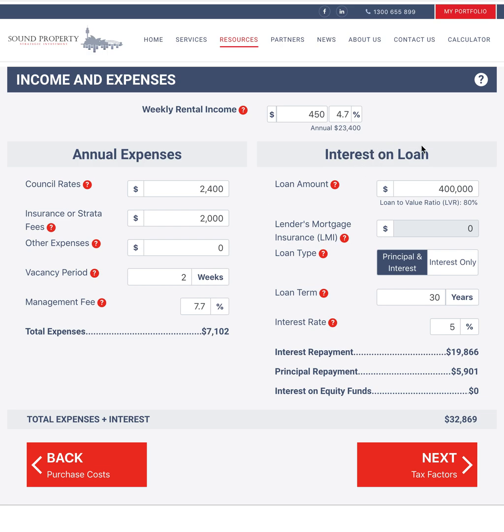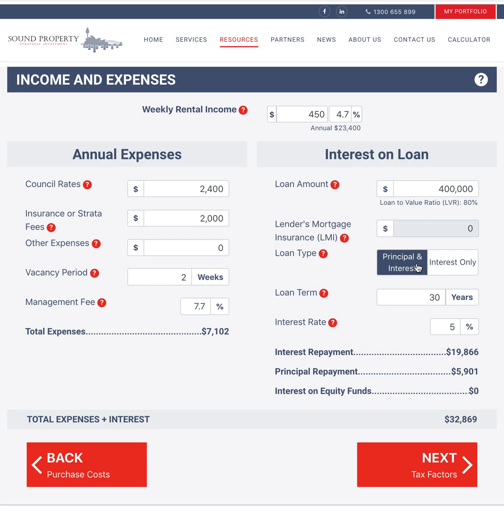The other big expense is obviously interest on the loan. In this example, it has calculated a loan amount of $400,000, which is a loan to value ratio of 80%. Because our loan to value ratio is 80% or less, we don't pay any lender's mortgage insurance. If you'd like further information about mortgage insurance, please hover over the help field.